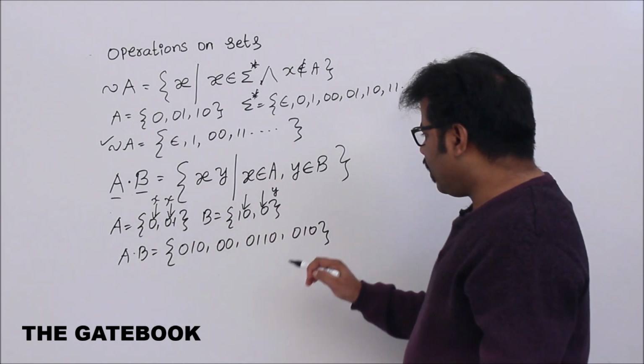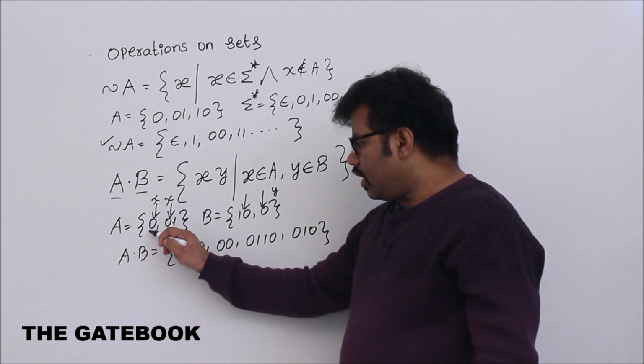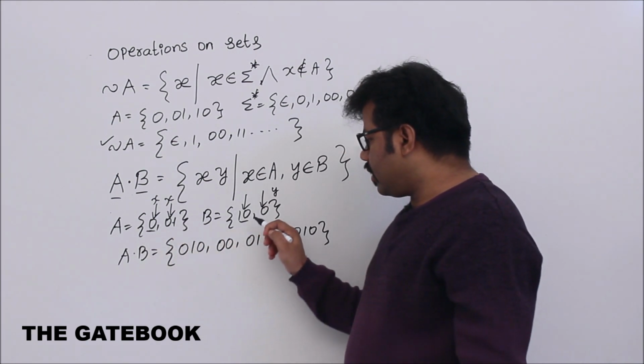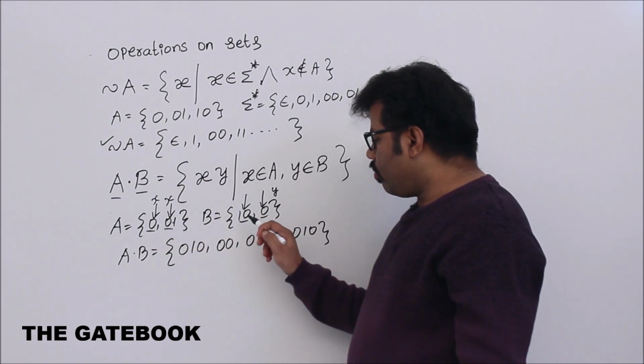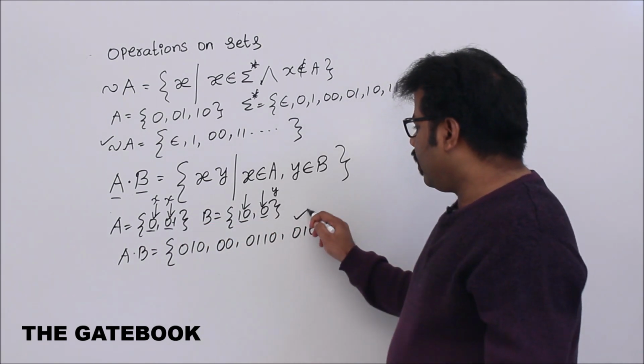So now we got an idea of writing systematically. Write all the strings with this combination: the first string followed by the first string, the first string followed by the second string, the second string followed by the first string, second string followed by second string. So then you get A dot B.